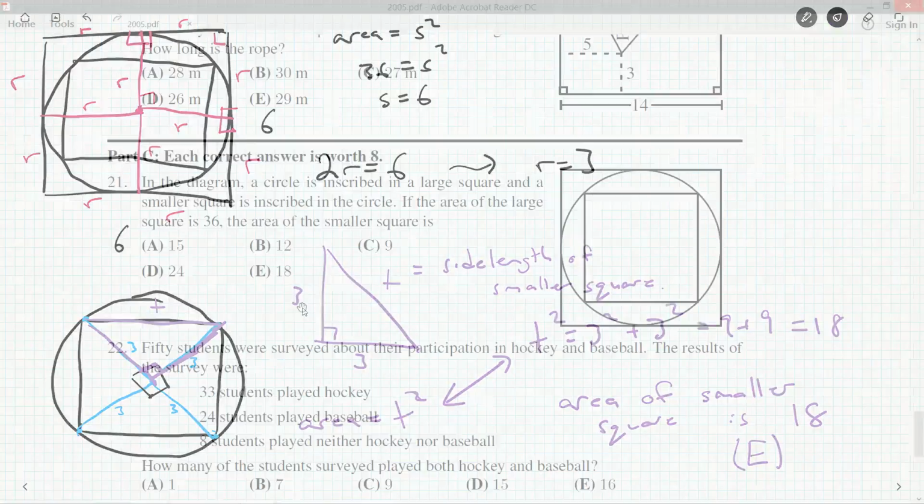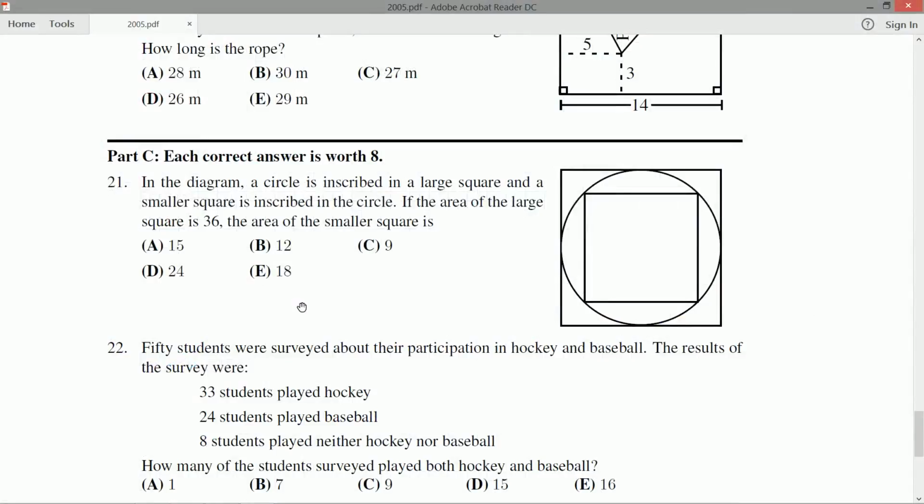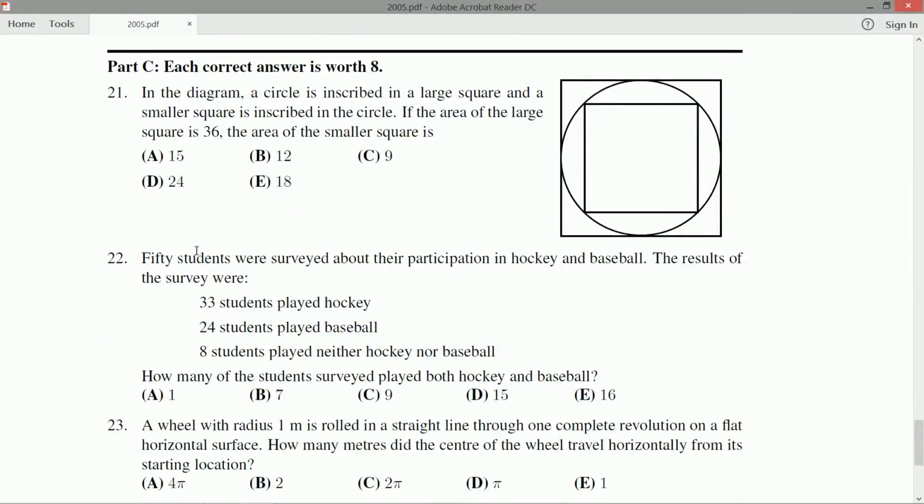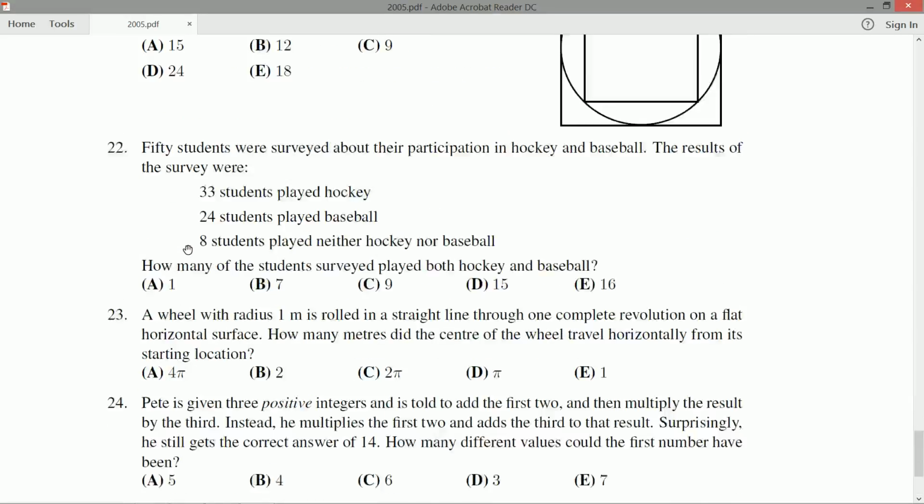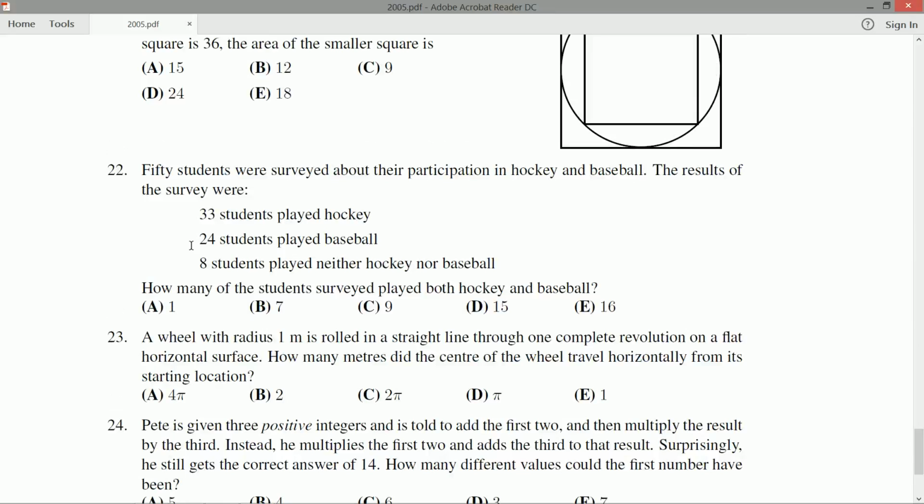And that's question 21 there. First question in part C, question 21. So we've got 4 more questions to go, and then that'll be it for the contest. Join me in the next video for question 22.